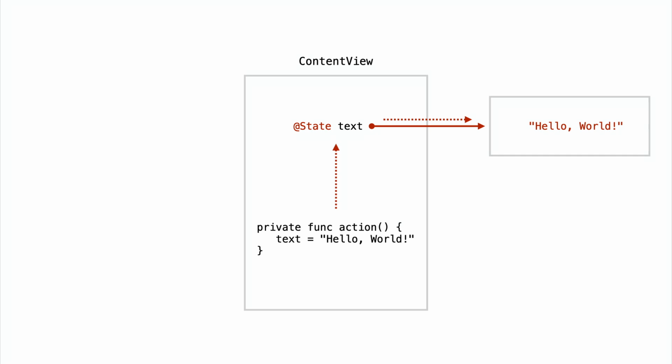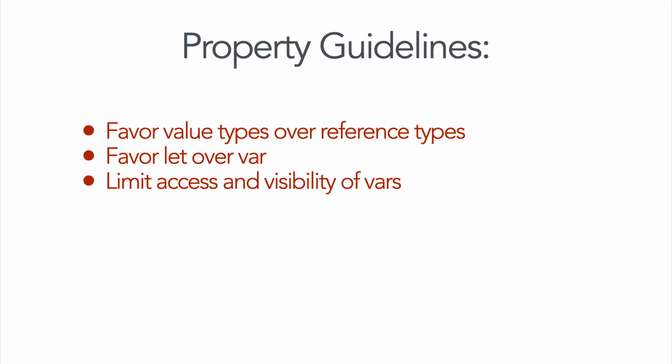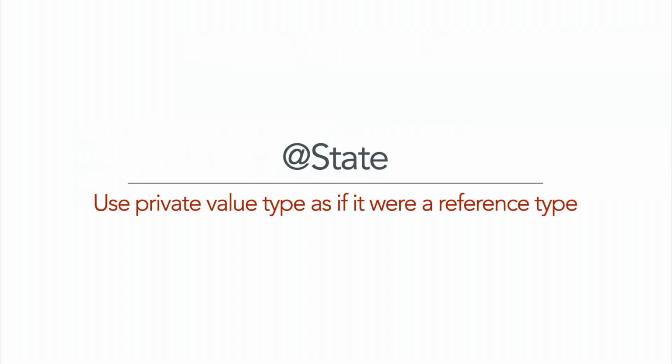It allows us to store our values outside of our struct. And so this helps us continue to favor value types over reference types and favor lets over vars and limit our access and visibility of vars. But now we use state to use private value types as if it were a reference type.